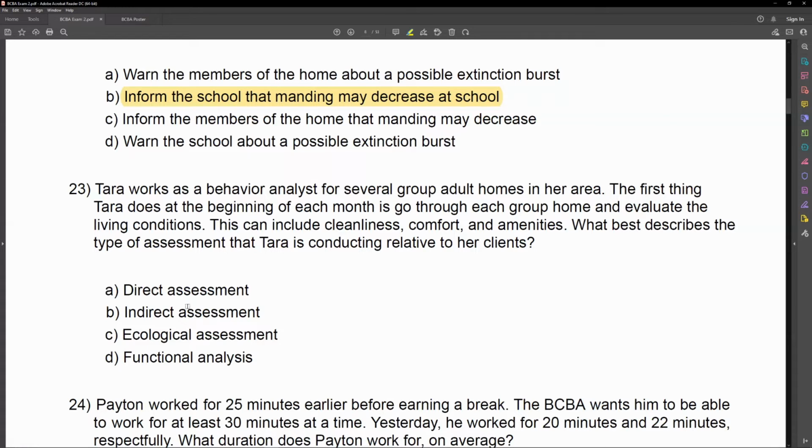Now, are we doing an indirect assessment or an ecological assessment? Well, we know indirect assessments are what? Typically checklists, surveys, interviews, working with other members of the team, the parents, the caregivers, the group home manager, to figure out more about your client. In this case, though, what are we working with? Tara's just kind of working by herself, evaluating the environment. And when we evaluate the environment, what type of assessment are we doing? We're doing a C, an ecological assessment.